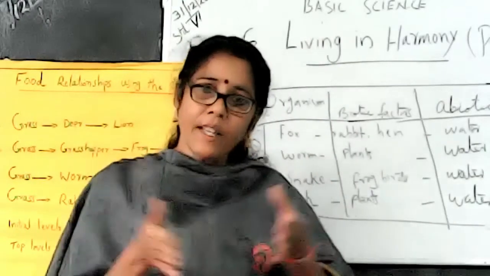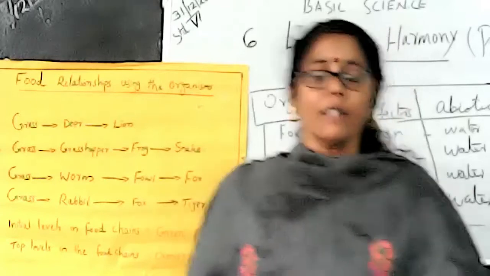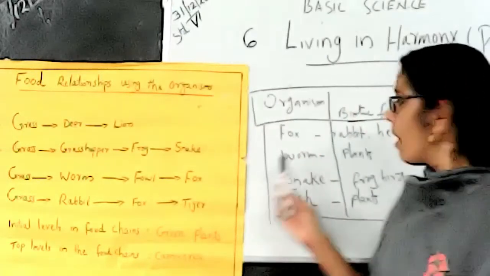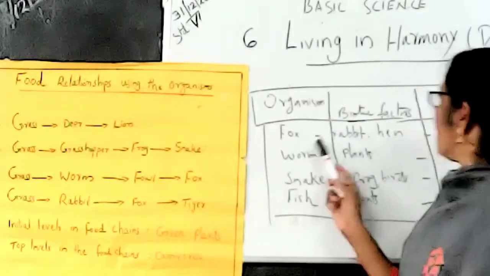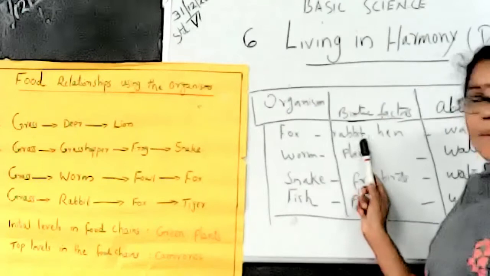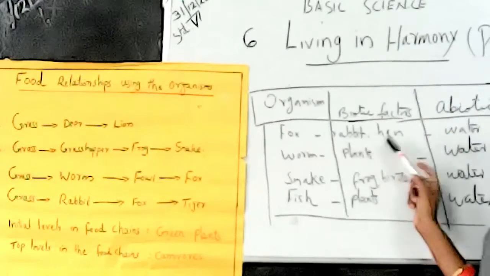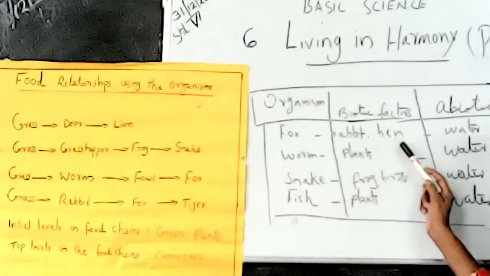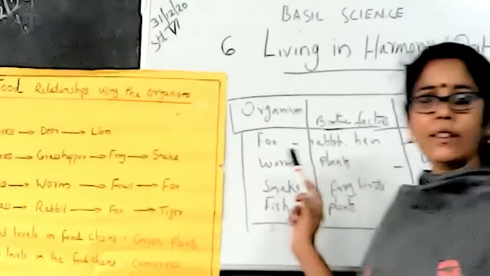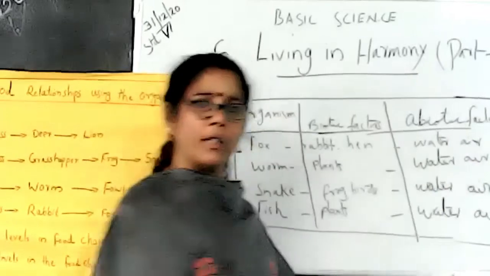Organisms depend upon other organisms for their existence. Here we can explain these organisms. The fox depends on the rabbit and hen, eating them. It is a biotic organism. Then they need water and air, which are abiotic factors.